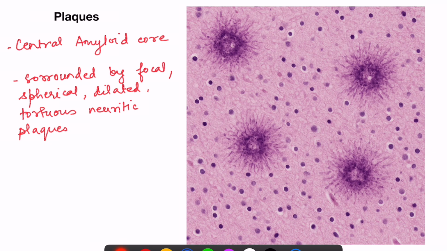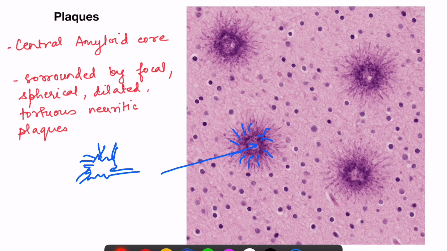Now, how do these amyloid plaques appear? So here is a histological slide showing amyloid plaques. There is central amyloid core surrounded by spherical dilated neuritic plaques. Okay, what are neuritic plaques? Neurites refer to the extensions, the projections from the cell body of the neuron. Okay, so if this is the cell body of the neuron, whatever projections come out of the cell body of the neuron, whether it is dendrites or they are going to form the axon, those are known as neurites. So neurites are the preliminary extensions, we can say, which occur from the neuron.